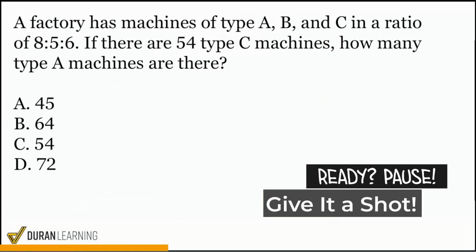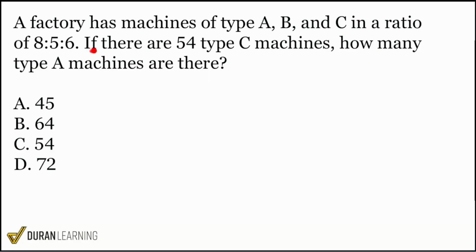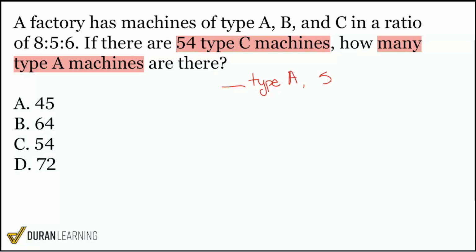All right, so next problem up, and we'll begin by reading that question sentence first. So it says here, if there are 54 type C machines, how many type A machines are there? So again, be very careful. What we want to do is understand what we want and understand the information we're given to work with. So right here, it says we want the number of type A machines with 54 type Cs. Writing that down, blank type A, and then we have 54 type C.